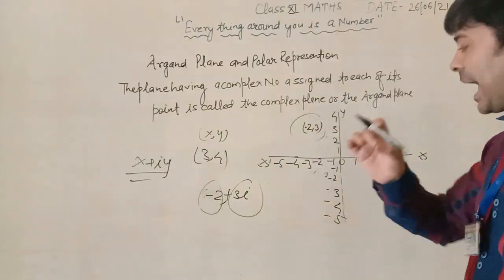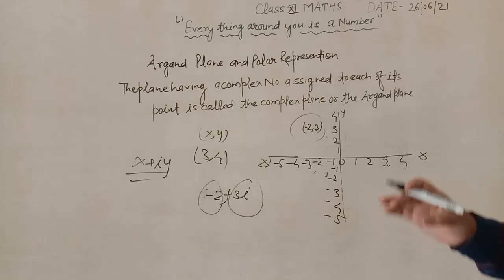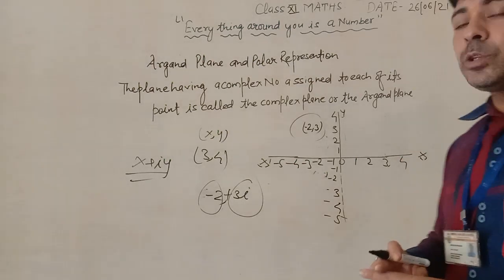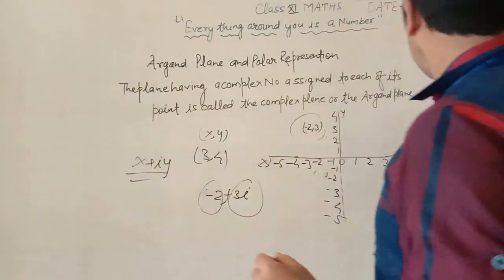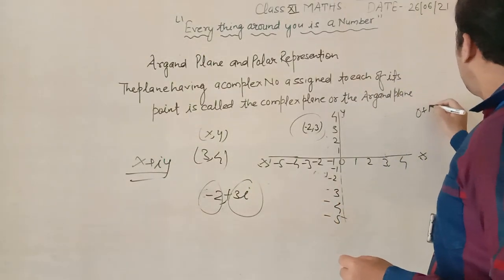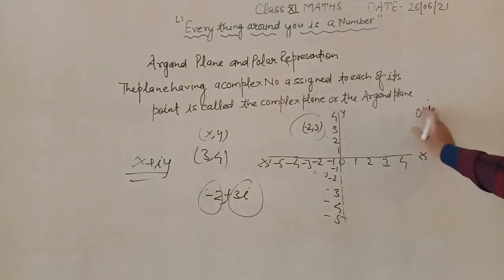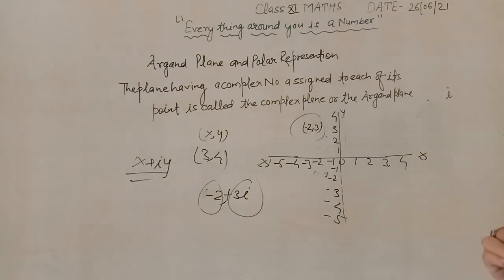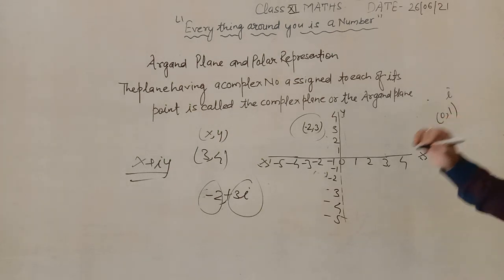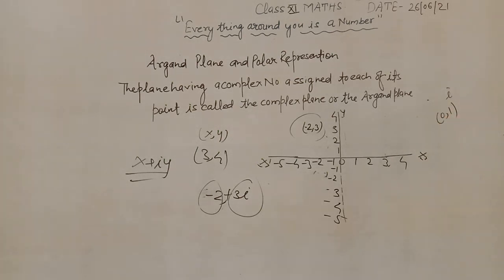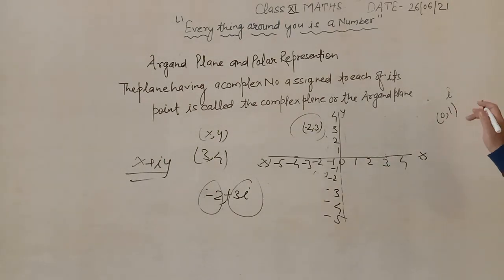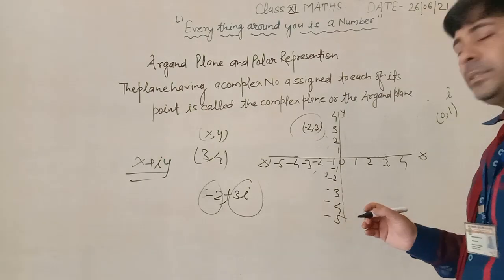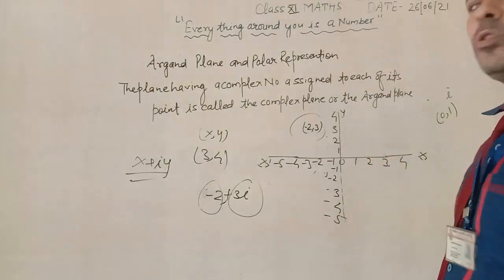Its expression is like the ordered pair of x and y. Only you need to remember one thing about how the complex form is represented. Suppose you have to represent only i in a complex plane. What is the ordered pair of this one? This is 0, 1, and this is the representation of 0, 1.